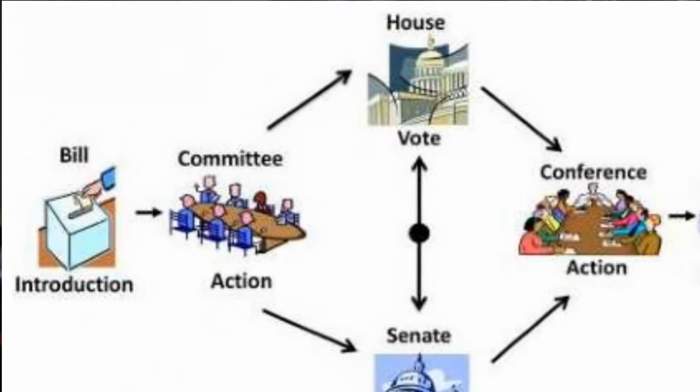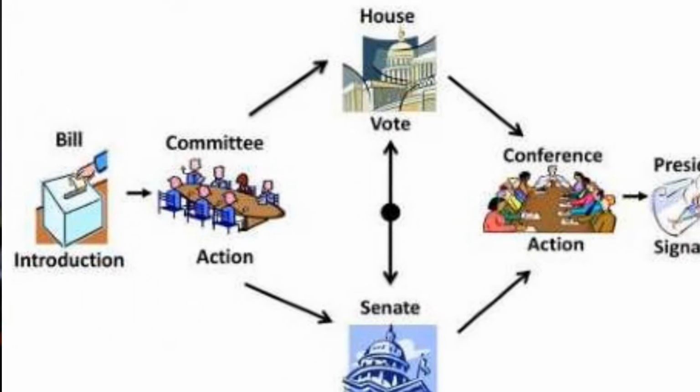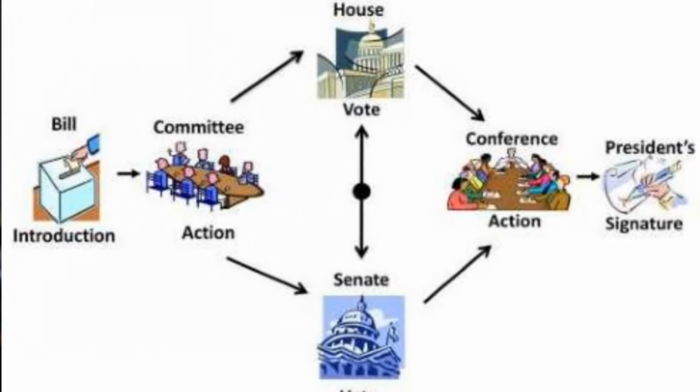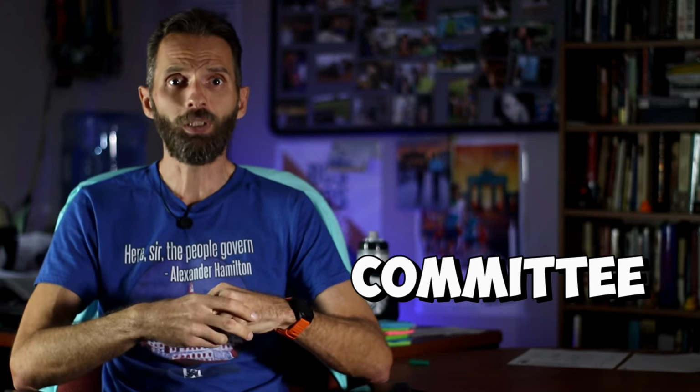The lawmaking process starts when an idea for a new law, called a bill, is introduced by a member of Congress. The bill goes through several stages before it becomes a law. First, it is reviewed by a committee, which is a smaller group of lawmakers who specialize in specific areas, such as education or finance. The committee examines the bill, holds hearings to gather information and opinions, and may make changes or revisions to the bill.